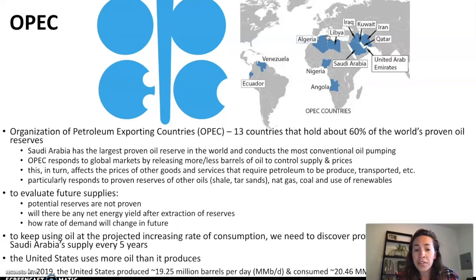The United States right now uses more oil than it produces. Last year, in 2019, we were using about 19.25 million barrels per day, that's how much we produced as a country, and we were consuming more than that. So we do rely on and we do require inputs of oil from OPEC, but we have shifted our focus to try and find other resources other than conventional crude oil.